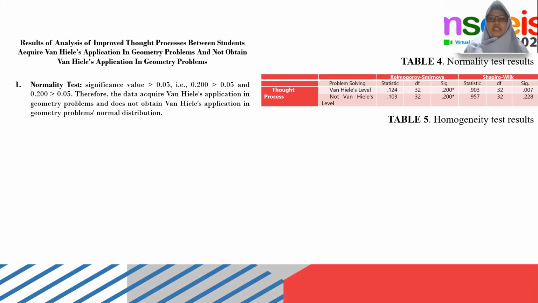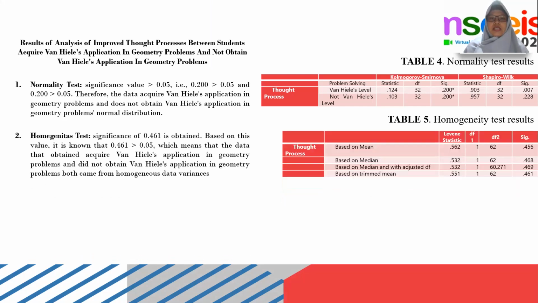Table 5, homogeneity test result. The homogeneity test significance of 0.461 is obtained. From this it is known that 0.461 is greater than 0.05, which means that the data acquired from students who got Van Hiele application in geometry problems and those who did not both come from homogeneous data variance.